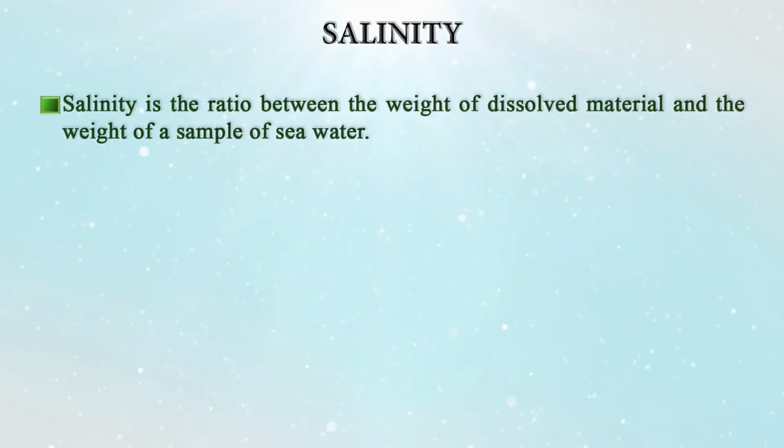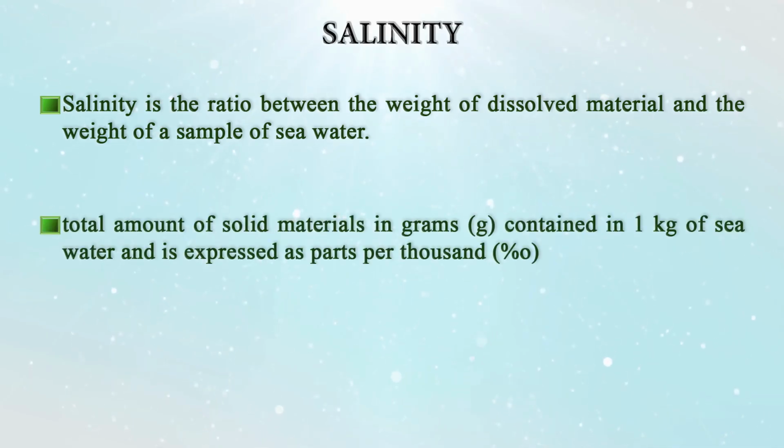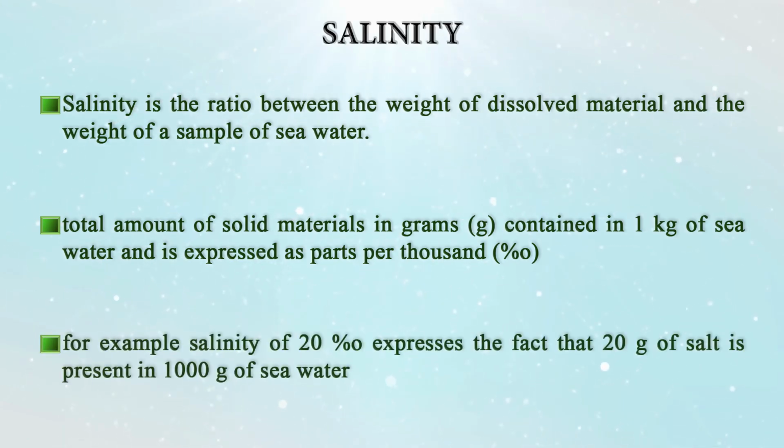So we can define salinity as the ratio between the weight of the dissolved material and the weight of a sample of seawater. So the total amount of solid materials, which is calculated in grams, contained in 1 kilogram of seawater and is expressed as parts per thousand. So let me explain. If we say salinity is 20 per thousand, it means 20 gram of salt is present in 1000 grams of seawater, because 1 kilogram is equal to 1000 gram.